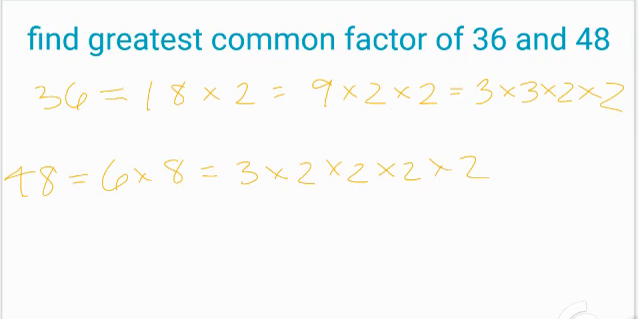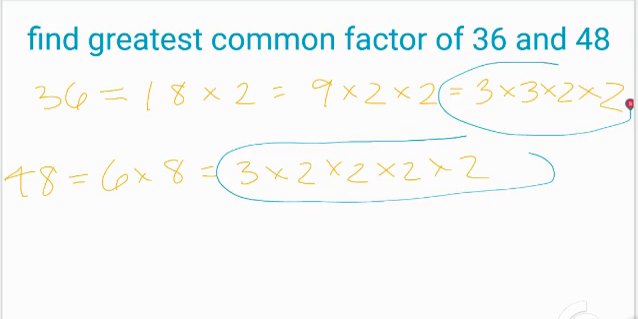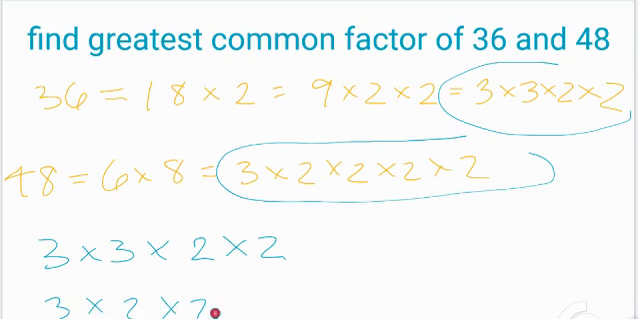So now if we want to transfer these values down to the bottom of the page and just compare them, we are going to have 3 times 3 times 2 times 2, which is equal to 36, and 3 times 2 times 2 times 2 times 2.